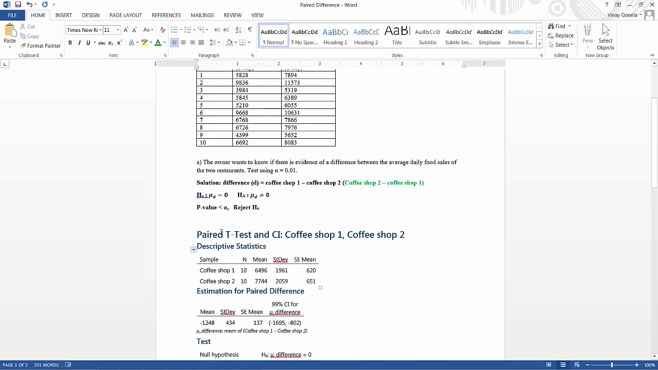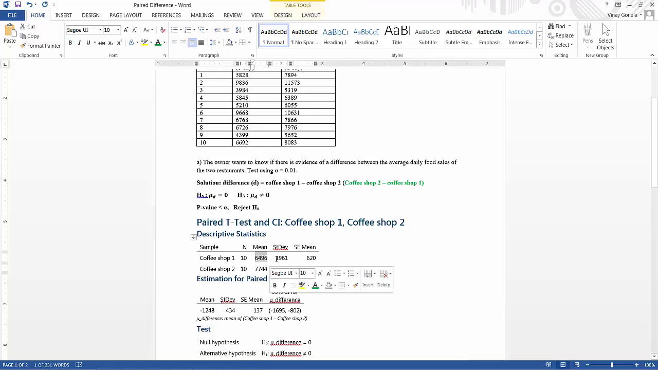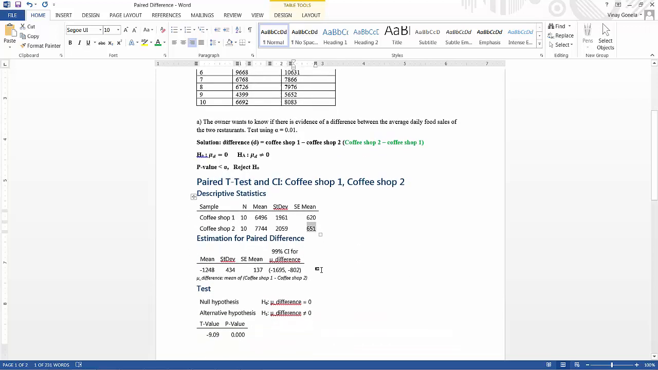Okay, so what this is saying is, if you look at this, coffee shop 1, we have 10 data points and the mean is 6496, standard deviation is 1961, and the standard error we get is 620. For coffee shop 2, we have 10 data points. We have a mean of 7744 and standard deviation of 2059, and standard error is 651. So these are individual coffee shop statistics.